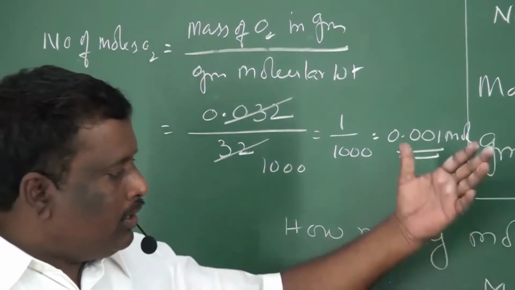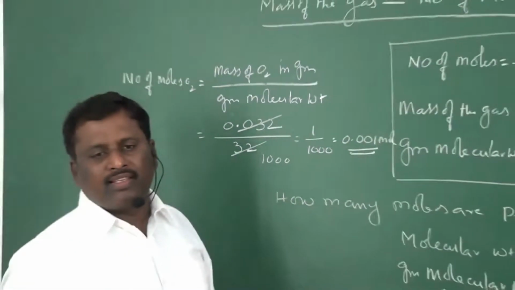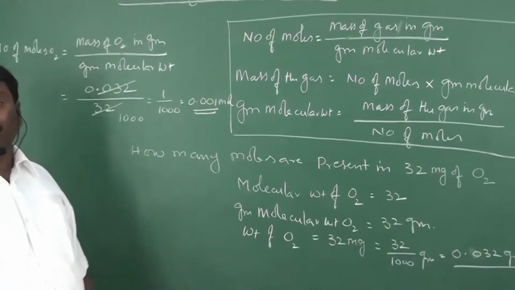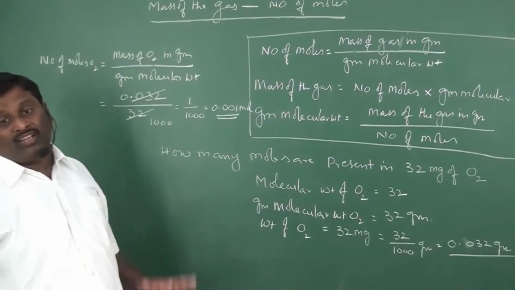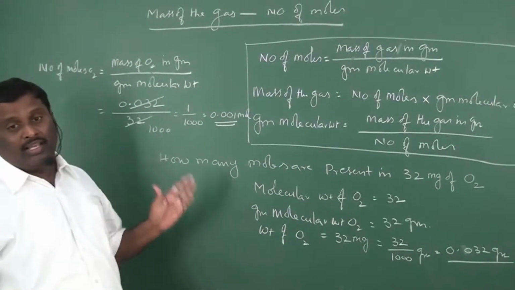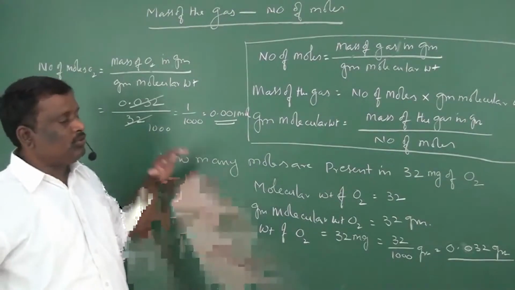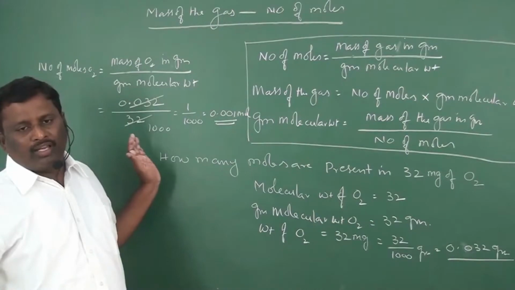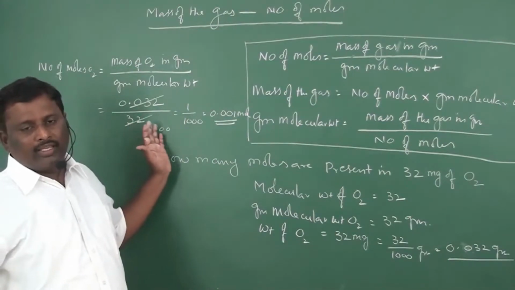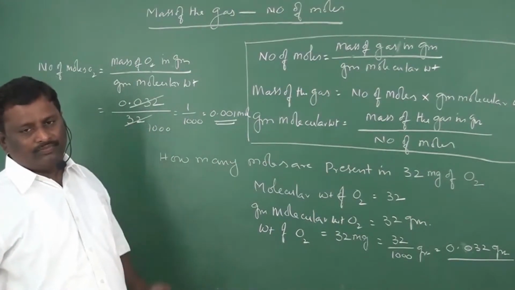This is the relation between number of moles and weight of the gases. If the mass of the gases are given in other units other than grams, first thing that you have to do is convert that mass into grams. Then you should use the given formula to get the number of moles.